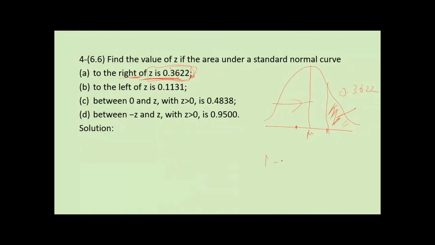And we can say what the left side area is. Subtract from 1. 1 minus 0.3622, which is 0.6378. So this area is 0.6378. Now for this area, find the Z value from the table. Find Z value. That is the question. 6378. Remember this one, 6378. Now for this value, we'll find the Z value.